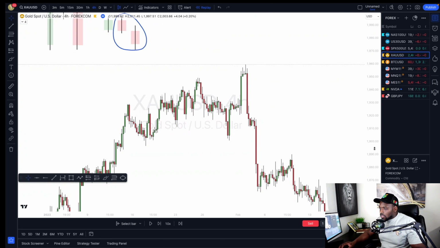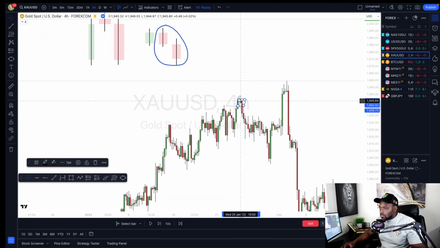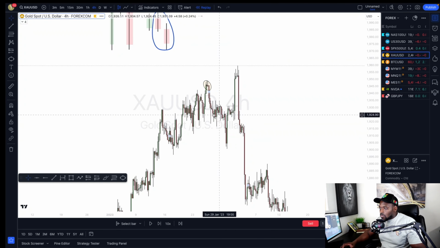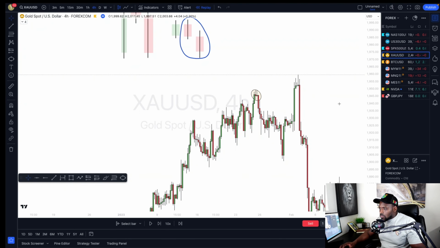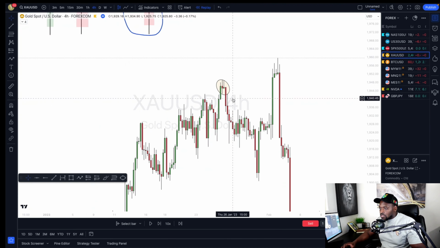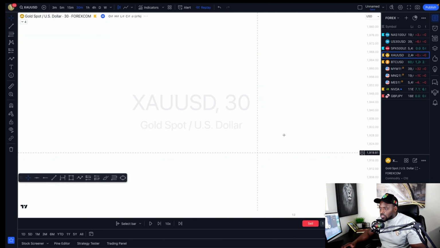So I see another one right here where we've got a strong bullish candle, and then 2 rejection candles, and then a bullish engulfing. So we go down to, let's say, the 30-minute, we drop down 2 time frames.